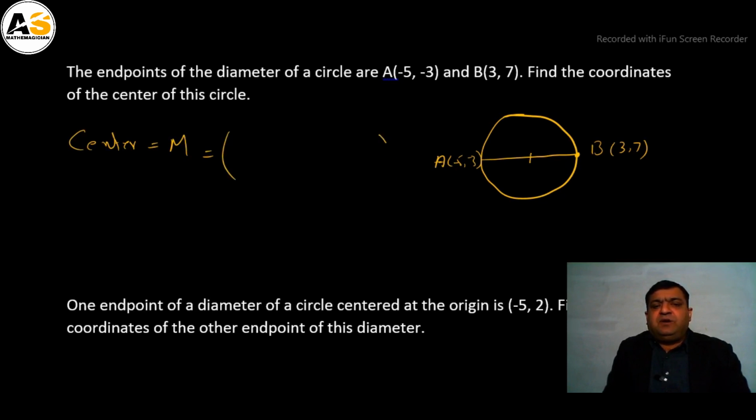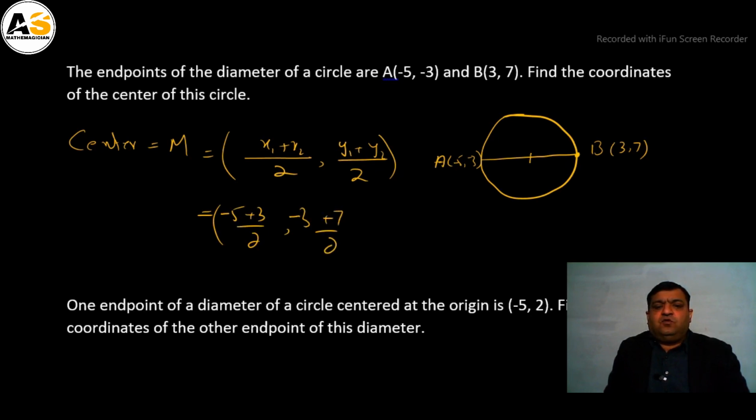And what is the formula for the midpoint? (x1 plus x2) over 2 and (y1 plus y2) over 2. We just need to put in the values, which will simplify to (-5 plus 3) over 2, which is -2 over 2, which is -1, and (-3 plus 7) over 2, which is 4 over 2, which is 2. So the center of the circle is (-1, 2).